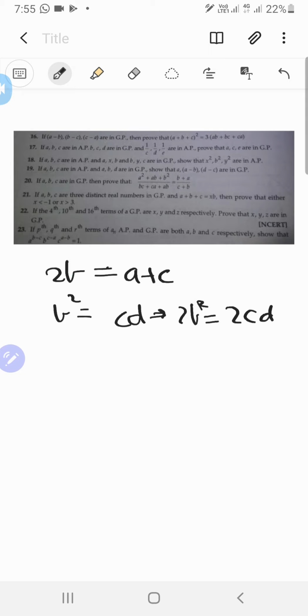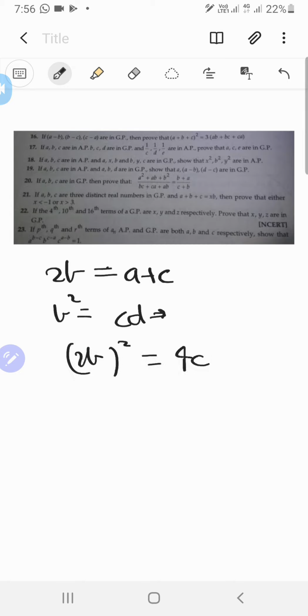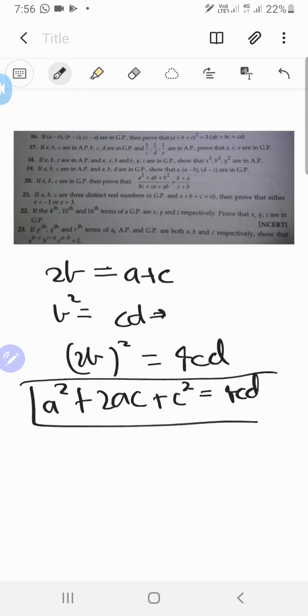So yeah, let's multiply this. Okay, erase this as well. Let's multiply this equation by 4. So that will give me 2b whole squared equals to 4cd. Okay, let's put this value in here. So you will get a squared plus 2ac plus c squared is equals to 4cd. Okay, that's our first equation now.